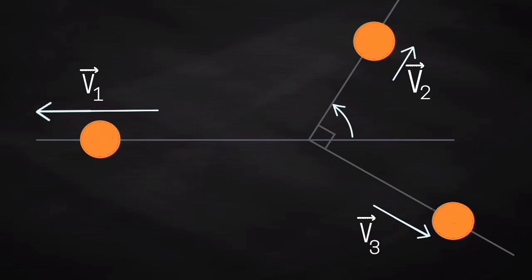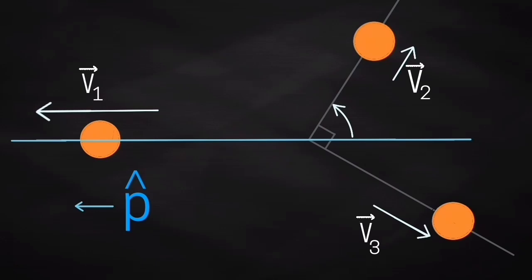Since the internal action-reaction pairs cannot alter the motion of the bomb as a whole, its center of mass, that is, initial momentum must be equal to the final momentum. Since the bomb was initially at rest, the momenta of the three masses must add to zero. In particular, the components of the momenta of the three masses along any line must add to zero.